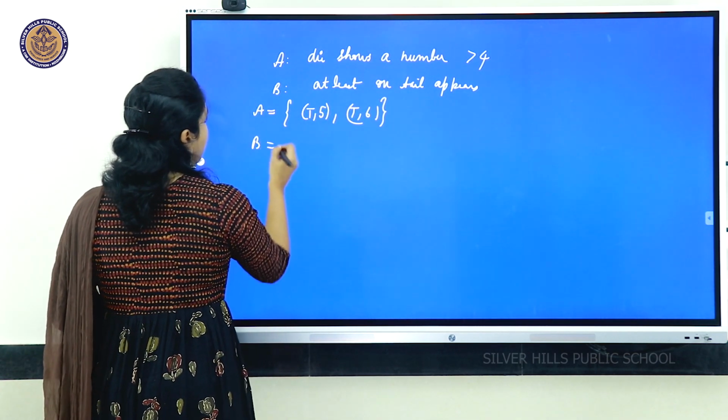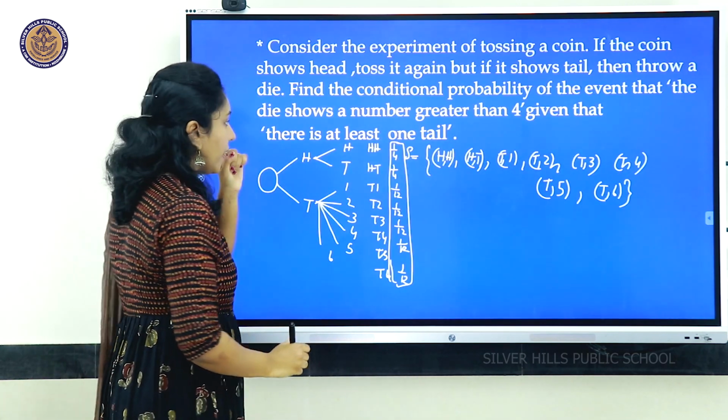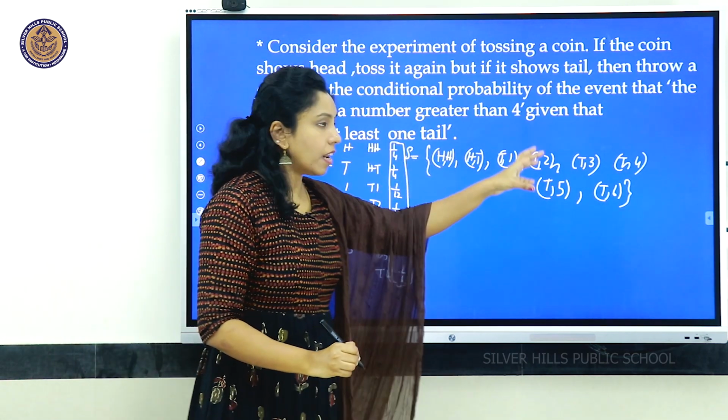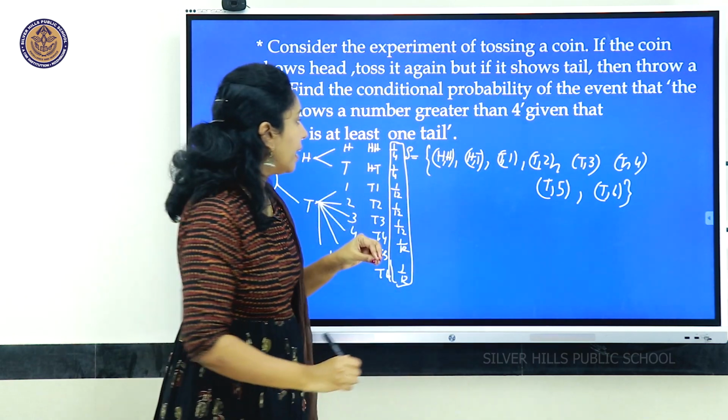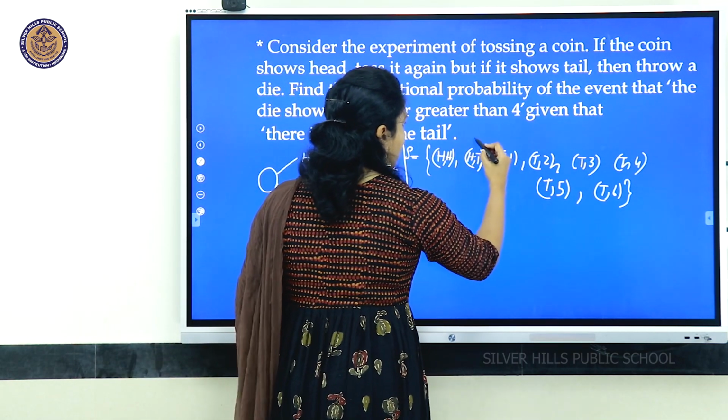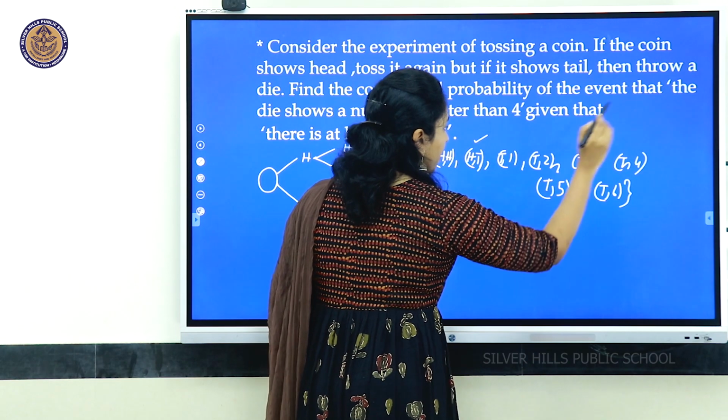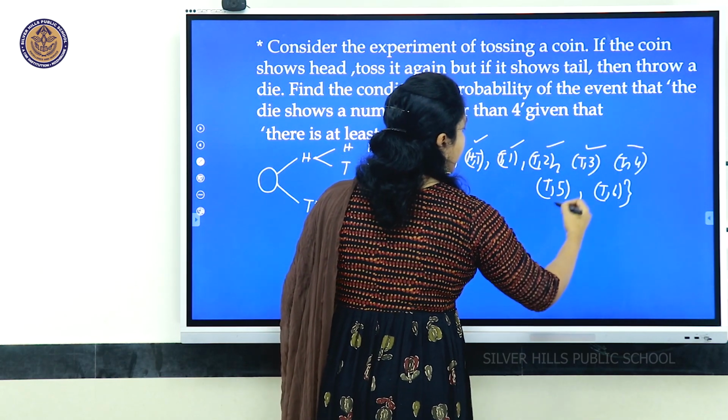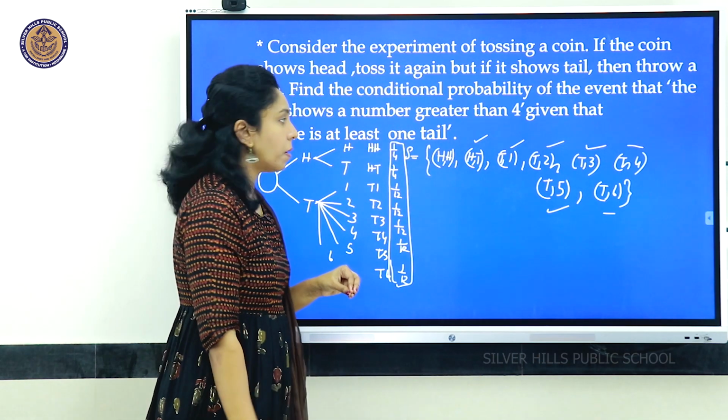And what is event B? At least one tail appears. So, we just select those members that contain a tail. This I cannot, this I can, and then all the remaining members contain a tail. So, I can select all these members.